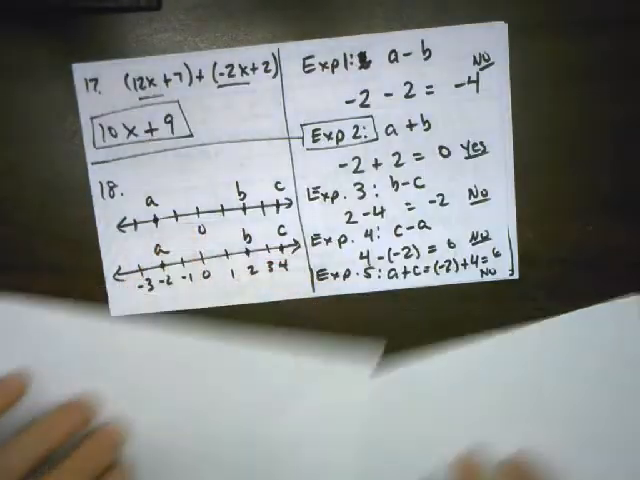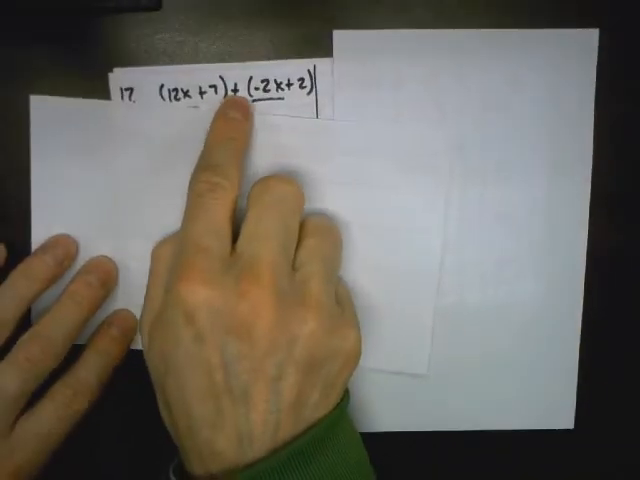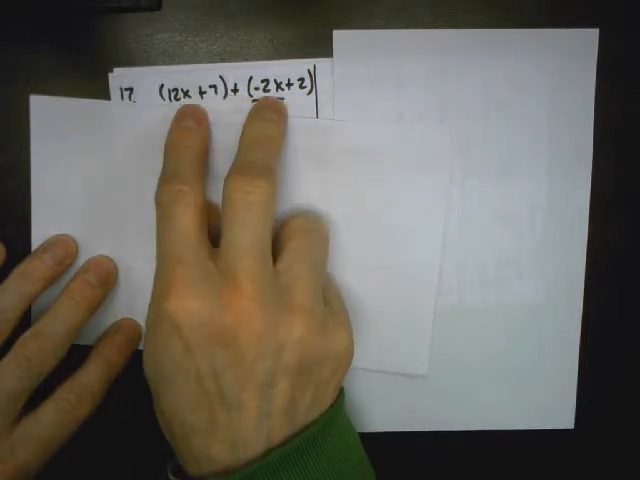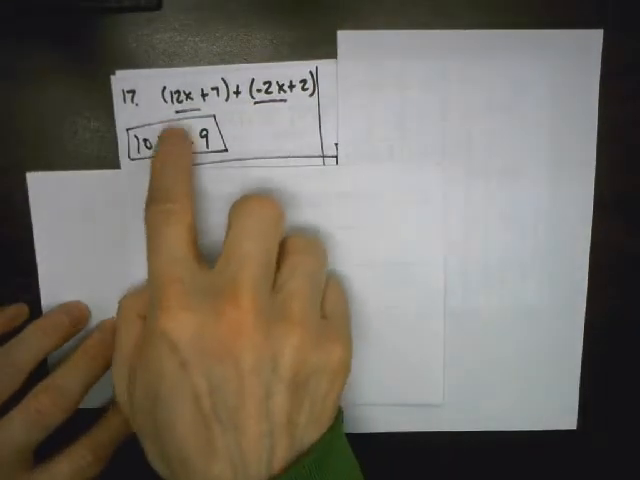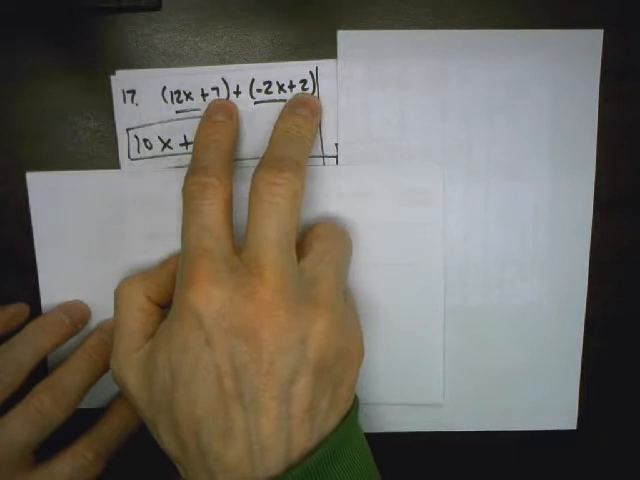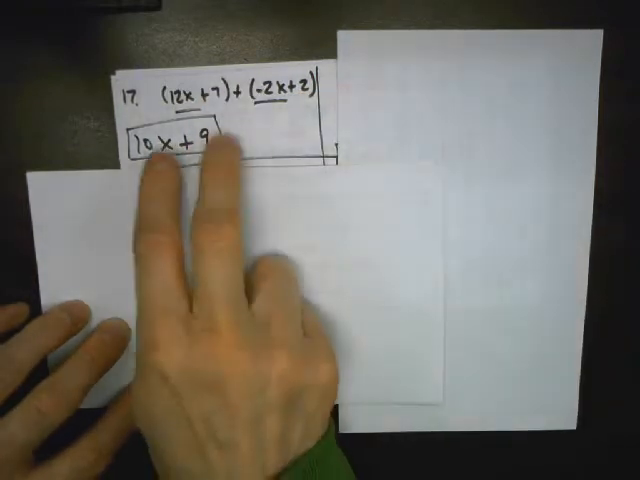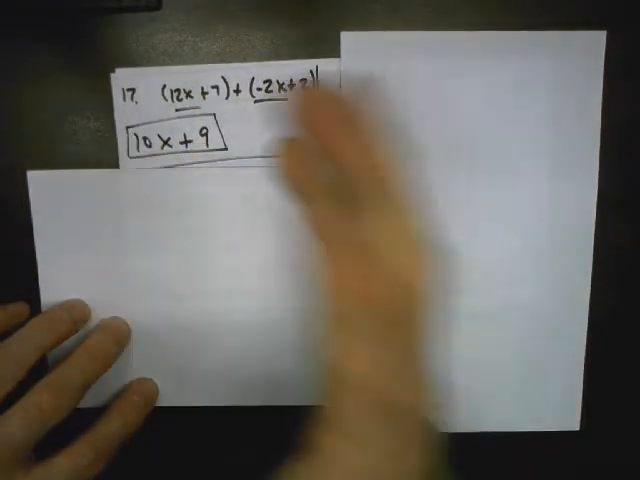Number 17. We have this expression here for 17. We've got to simplify. So there's no coefficients in front of these parentheses. So in other words, just add your x's, use teams. There's more positives and negatives. Add your constants. 7 plus 2 is 9. You can't add these two together. Can't add x's to constants, so you're done.